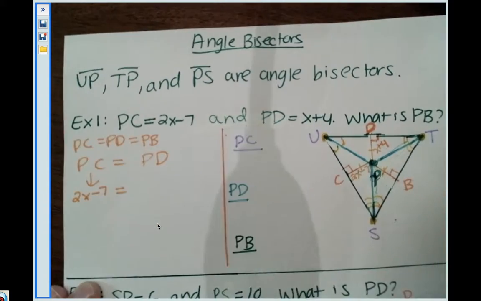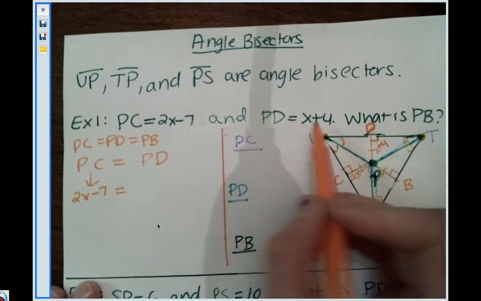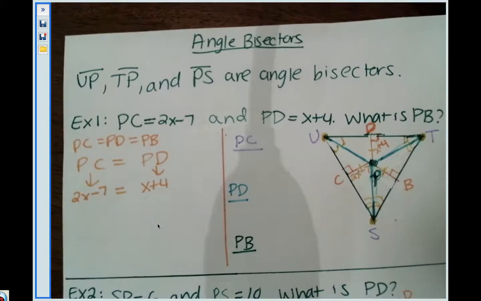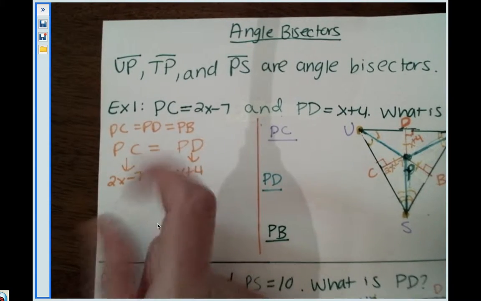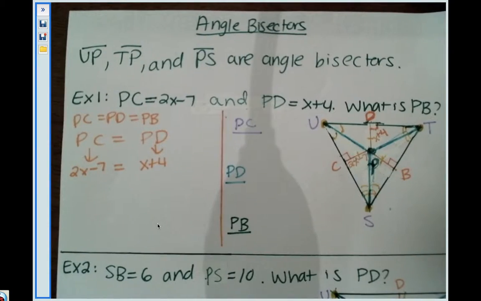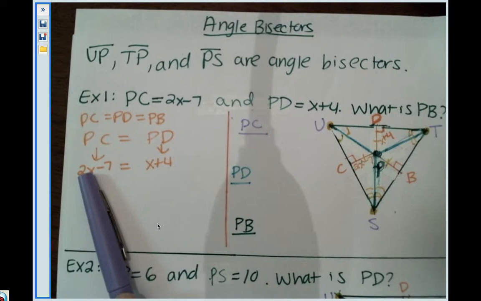So 2x minus 7 equals PD, which is x plus 4. Bam. Alright, let's solve this for x. First, we need to join our x's together because they're like terms and they want to be together. So I'm going to bring x over to be with 2x.